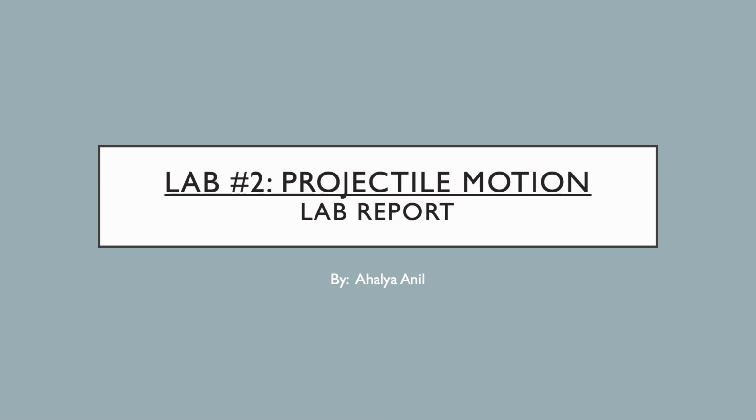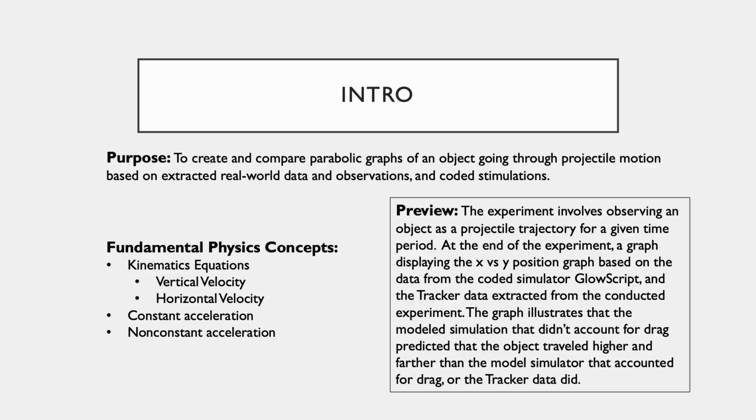Today I will be going over my lab report for Lab 2, which involves analyzing an object in projectile motion. This experiment involves observing an object moving in projectile motion and creating x position versus y position graphs. The ultimate purpose is to have a graph where we can compare the lines from the data from the GlowScript modeled predictions and the actual real-world tracker data.